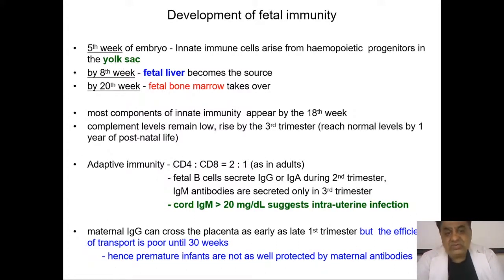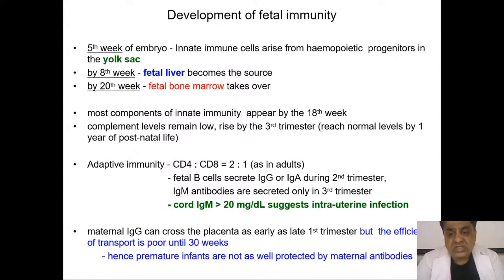As far as the adaptive immune system is concerned, the CD4-CD8 ratio is the same as in adults. Fetal B cells are able to secrete IgG on their own, and even IgA in the second trimester itself. IgM antibodies start developing from the fetal immune cells by the third trimester of pregnancy. And in fact, cord IgM more than 20 milligram per deciliter suggests intrauterine infection. Of course, this test is crude. You need cord blood. It's invasive, no longer used. But earlier, this was one of the markers in earlier studies of congenital infections.